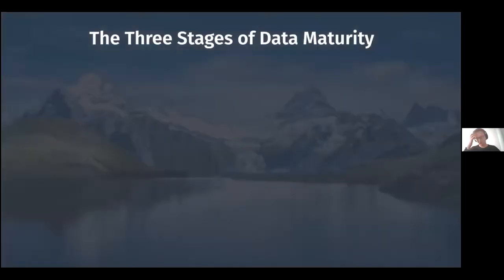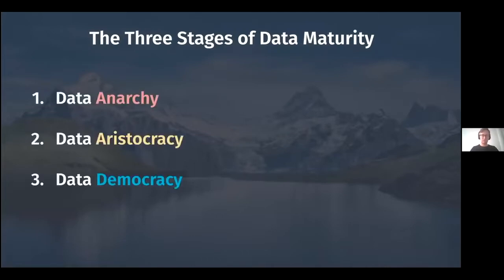Now, the way I see it, there's some kind of data maturity stages, right? And of course, a lot of companies are not in a specific stage, but there's a bit of a gradient there. So the three stages that I usually have in mind are the data anarchy, data aristocracy, and the data democracy, right? Data democracy being this final, utopian stage where everyone can find the information that they want and everything is beautiful. So let's start first with the data anarchy state.